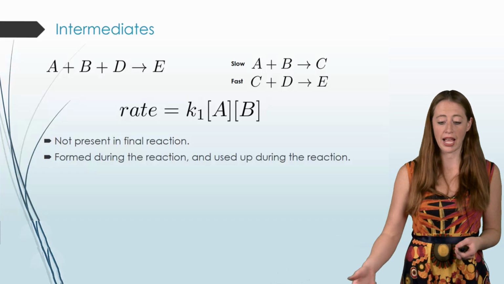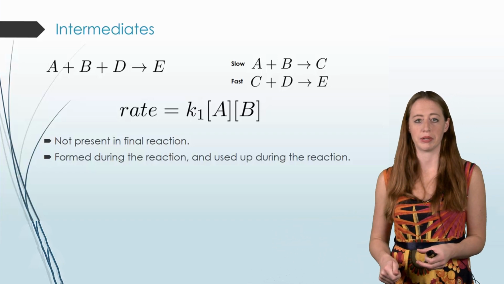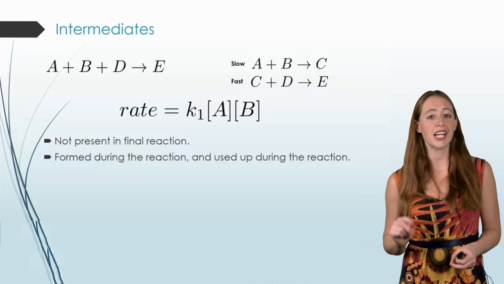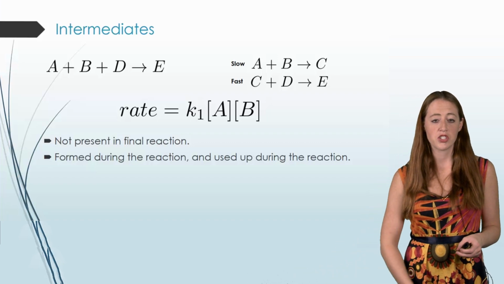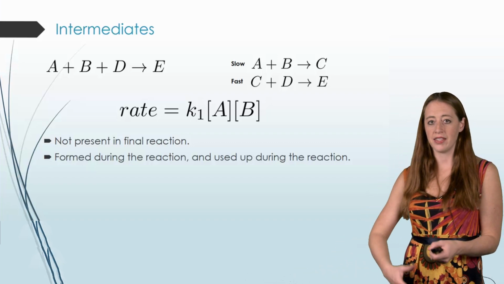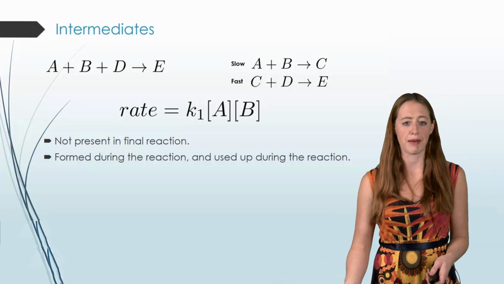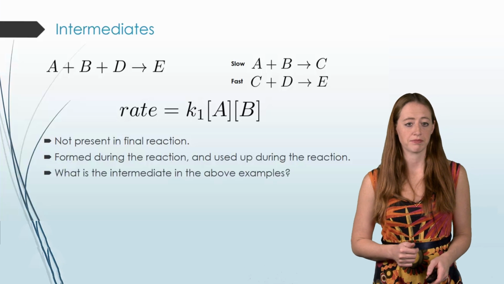In other words, we don't add it in. We don't pull out a jar of an intermediate and sprinkle it into our reaction. The reaction itself forms it. But it's not a product because then the reaction uses it back up again. So the reaction forms it, and then as part of the next step, or maybe even the next step, it uses it back up. So let's look at our example that we've been using.